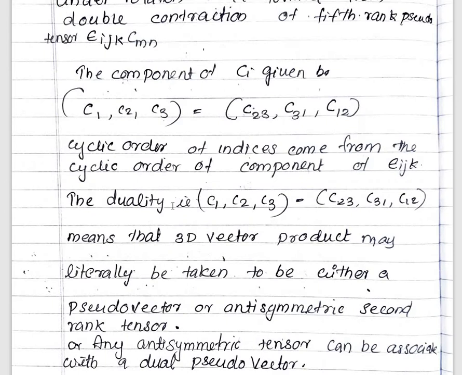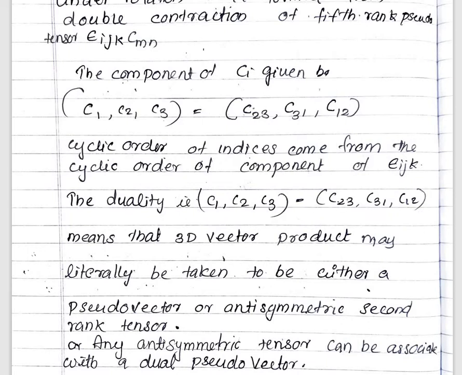So this Ci is a pseudo vector. And the duality: we know that C1, C2, C3 is equal to C23, C31, C12. This means that in 3D the vector product may be literally taken to be either a pseudo vector or an anti-symmetric second rank tensor, or any anti-symmetric tensor can be associated with a dual pseudo vector.